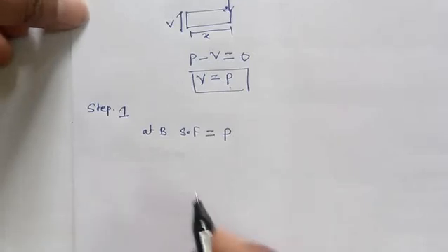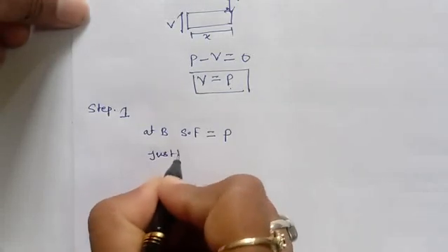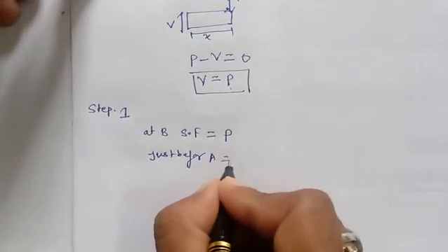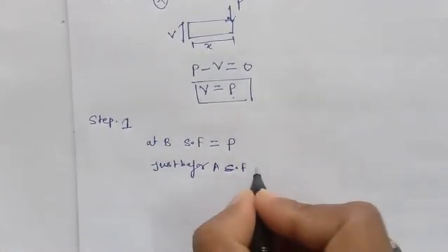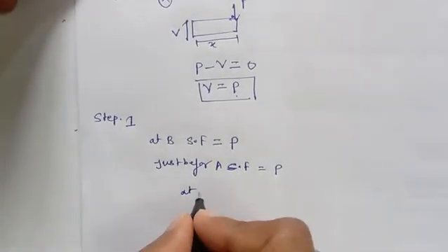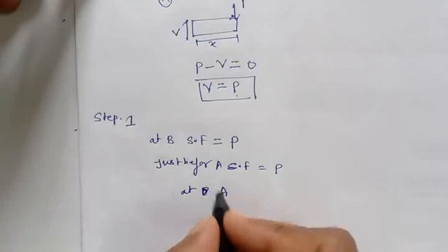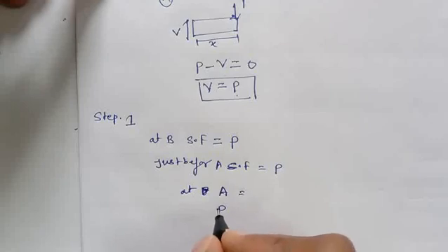Now similarly, just before A, what will be the shear force? Just before A, the shear force will be P only, and at B, at A, this is A, at A. So P will be there, which is positive, and at A, RA value will be nothing but P here.